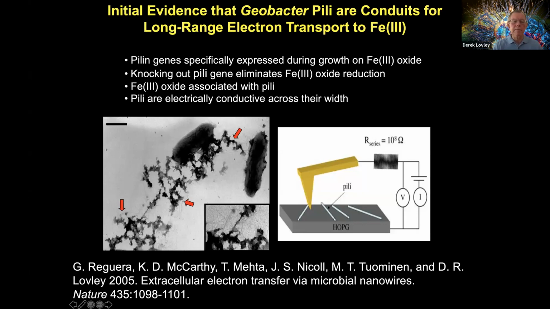But what Gemma and her collaborators, Kevin McCarthy and Tina Matev, found out was that if you knock out the gene for the pilin production, it eliminates the capacity for iron oxide reduction. And also, Kevin showed with atomic force microscopy that if you touched a conducting tip from an atomic force microscope onto the top of one of these pili, a current would flow through it.